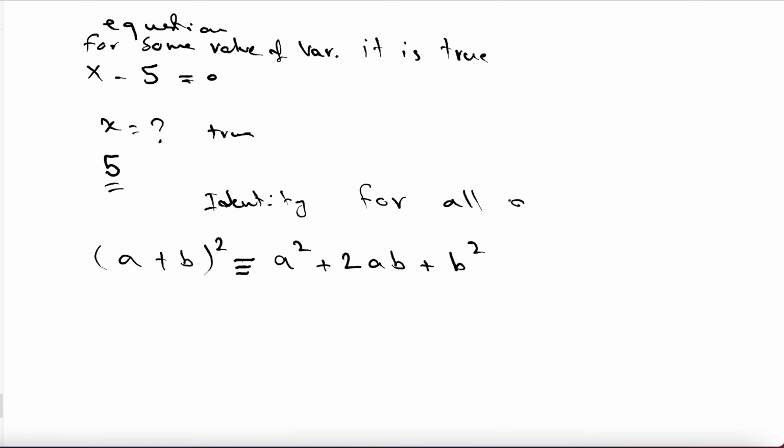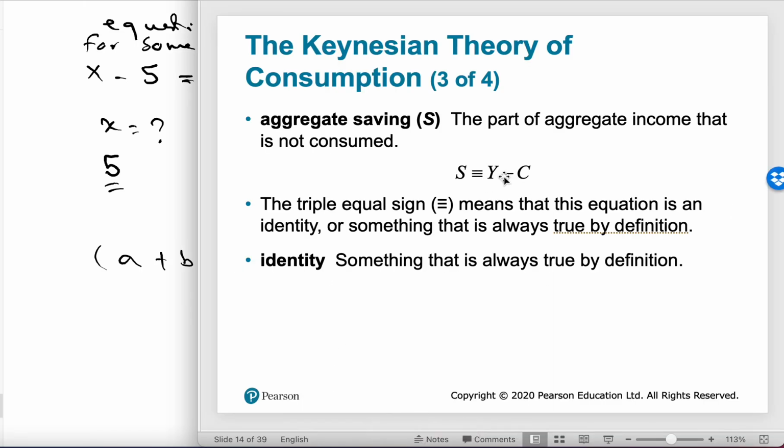For all values of variables or parameters a and b, it is true like this. So when we say that it is an identity, it means that irrespective of what you give, it comes out true. And that is the case of the identity here. Something that is always true by definition.